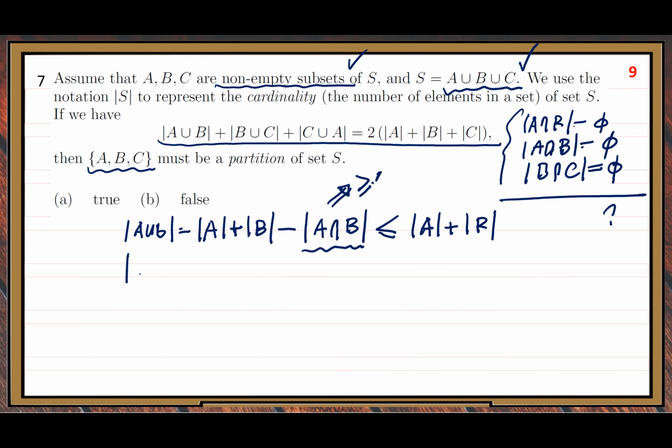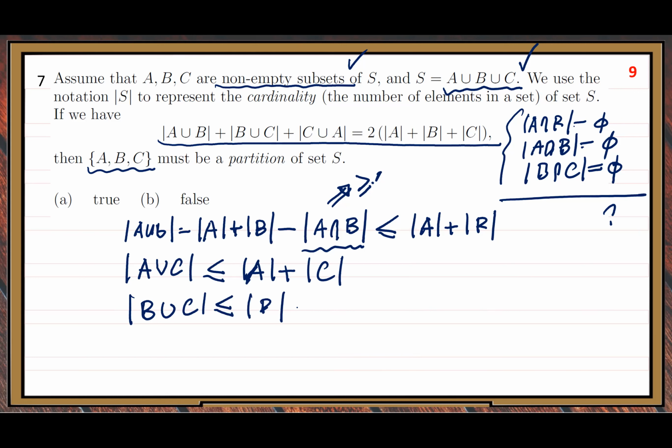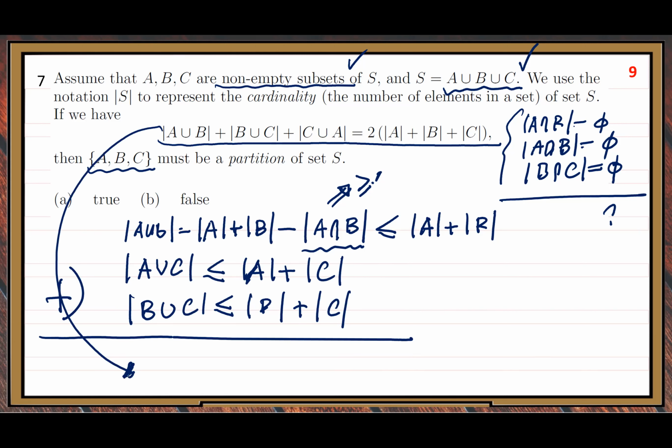Similarly, the cardinality of A union C is less than or equal to the cardinality of A plus the cardinality of C, and the cardinality of B union C is less than or equal to the cardinality of B plus the cardinality of C. Let's add up these three inequalities. The left-hand side is less than or equal to the right-hand side.